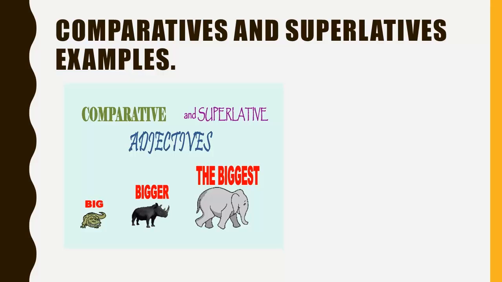Let's check a brief example about comparatives and superlatives. Can you check the crocodile? This is big. The next animal is bigger, and the elephant is the biggest.